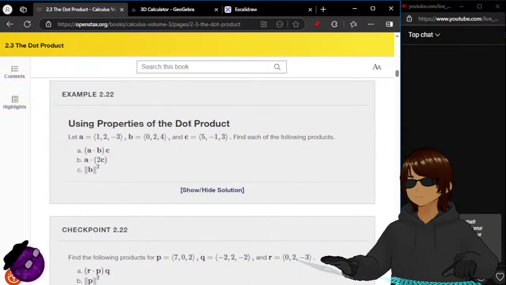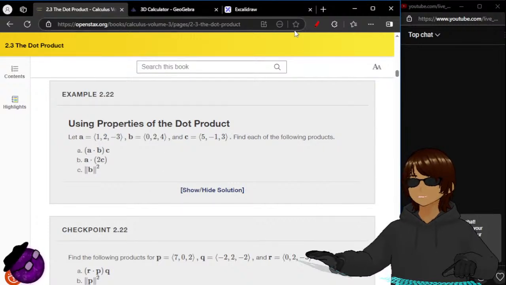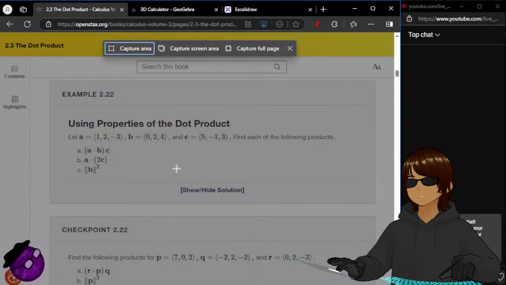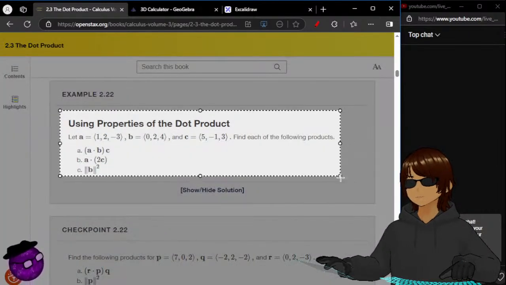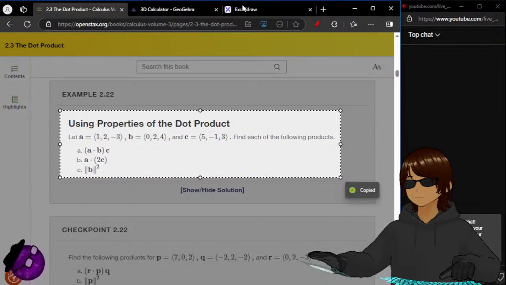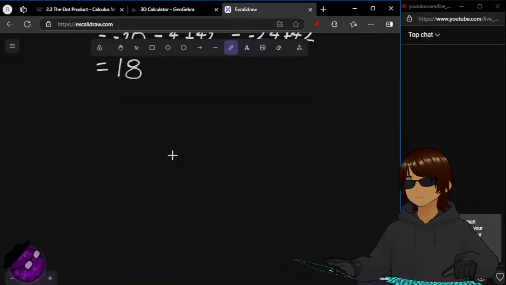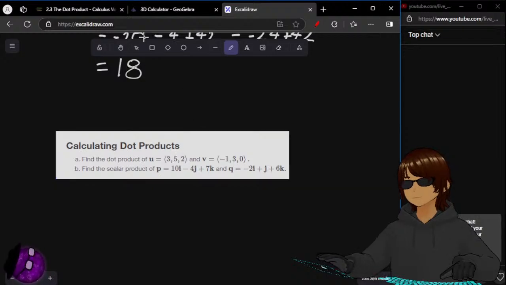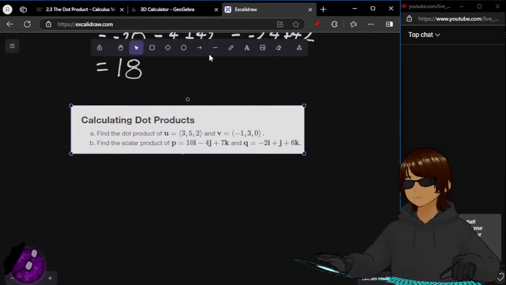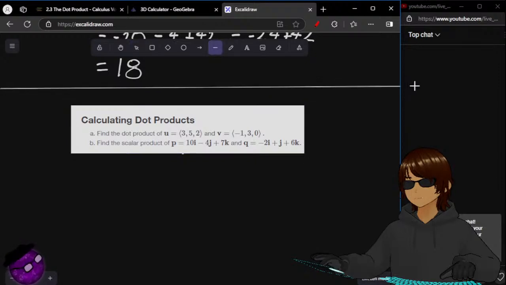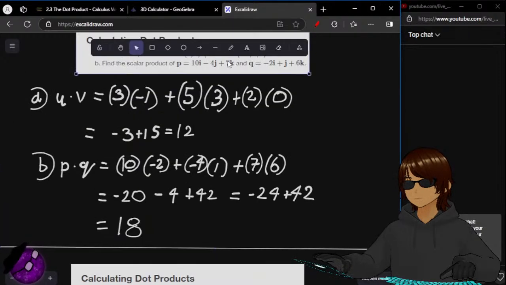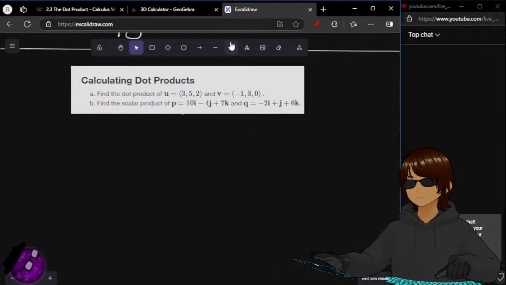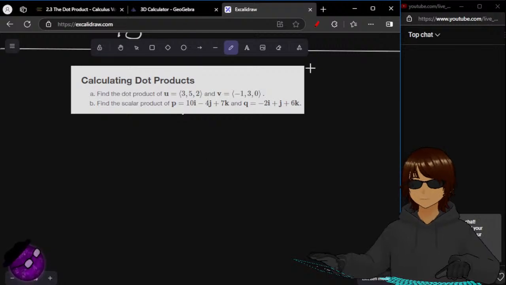Using properties of the dot product, let a, b, and c be these three. Find each of the following. So a dot b times c. Control Shift S. Let me just delete that one. So, no, wait, this is the wrong picture.